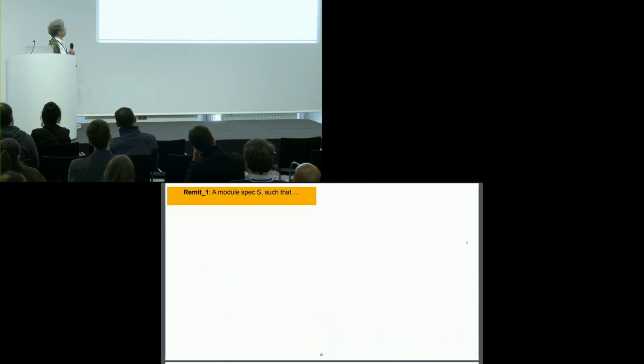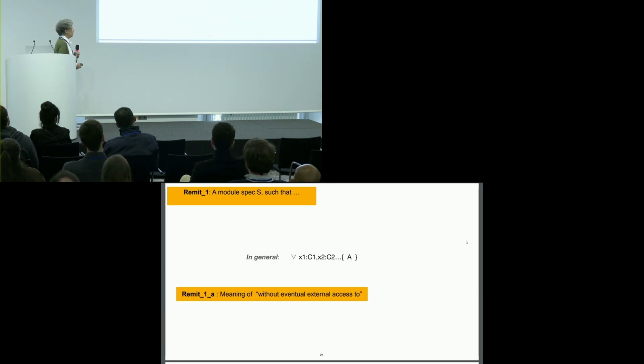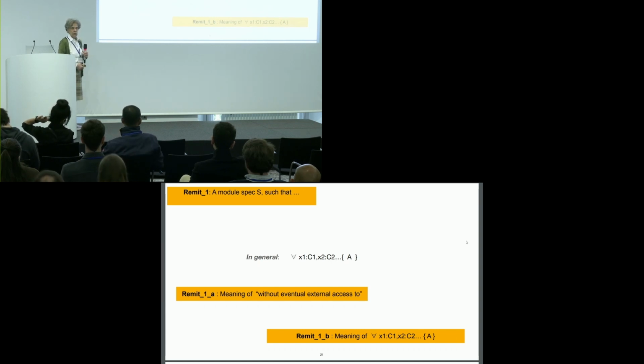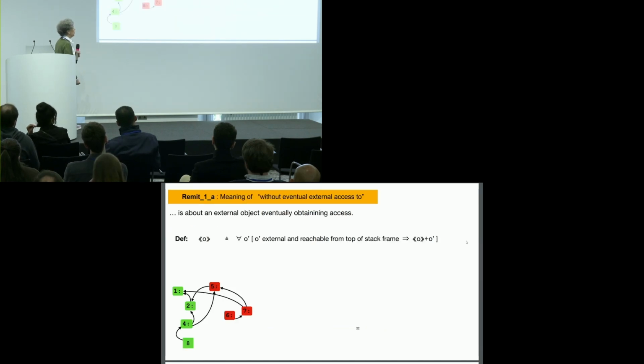Right, so in general, our specification have got this format with a couple of universally quantified variables and then an assertion. And we need to clarify two things. First, what does it mean, or how do we write without eventual external access? And the second, what is exactly the meaning of this two-state invariant? Here is the specification for this particular property. So, what is this without eventual external access?